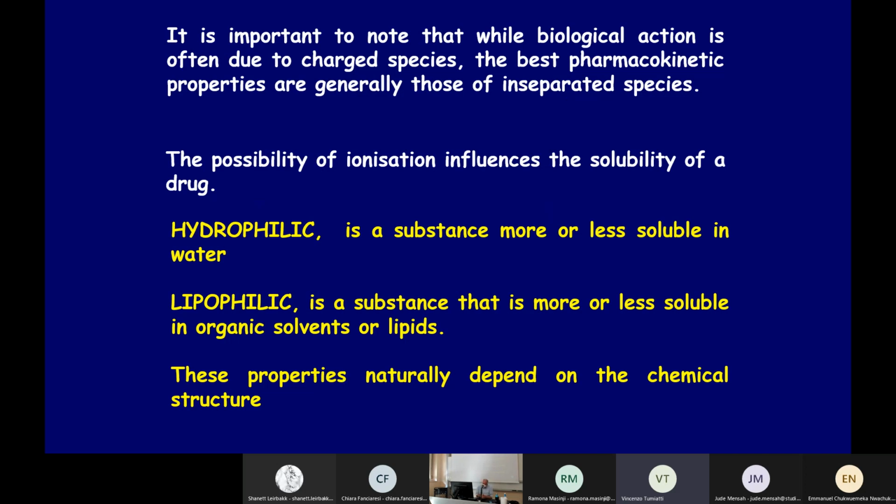The ionized form, the charged form, is more hydrophilic. The unionized form is more lipophilic. In Greek, philos means friend. Hydrophilic means friend of water. Lipophilic means friend of fat.